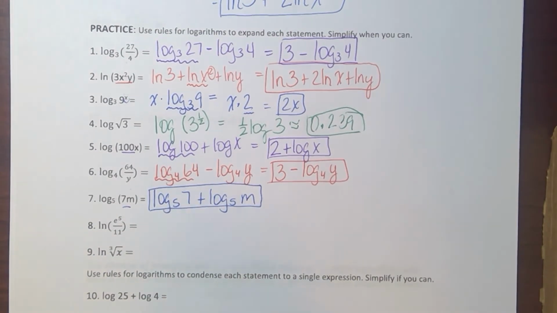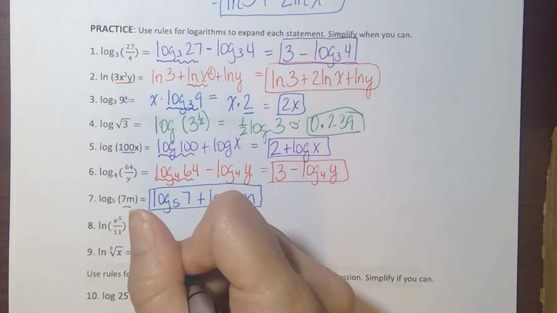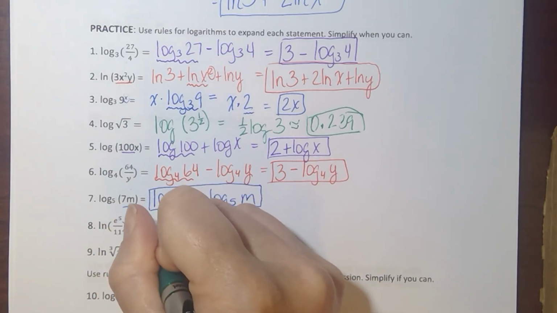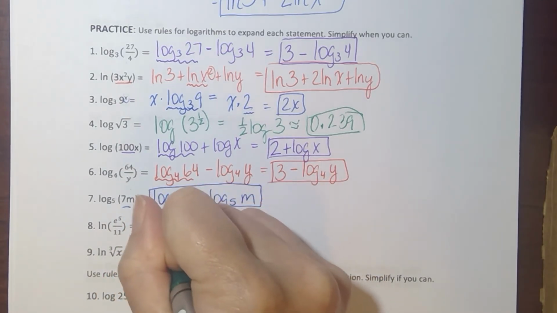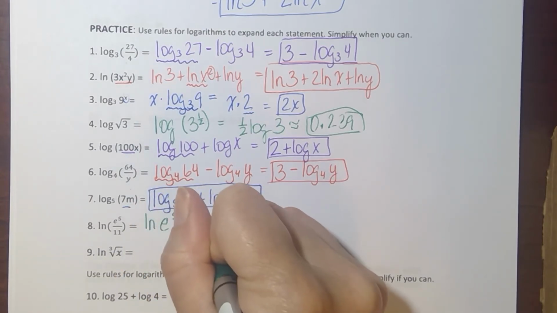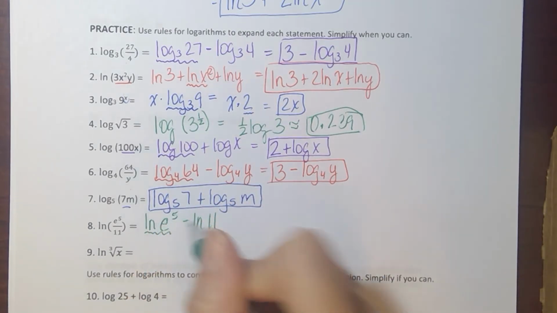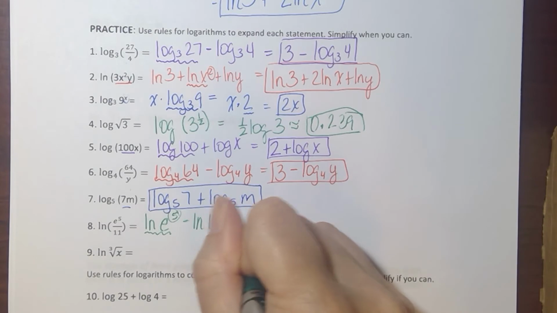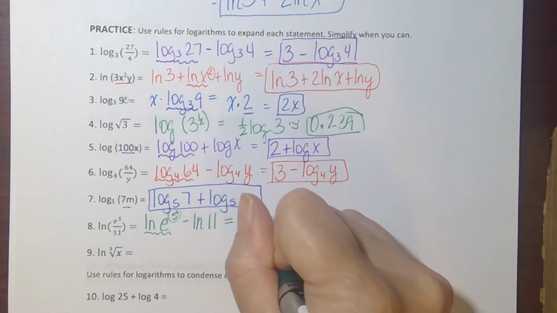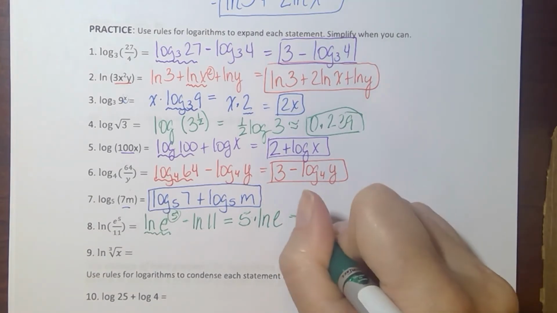On the next one, I have an exponent in my numerator, but overall here I have this quotient going on. So I'm going to start by using my quotient rule and pairing my division with subtraction. So I've got natural log of e to the 5th minus natural log of 11. Well, I can simplify here because of my power rule. So that becomes 5 times natural log of e minus natural log of 11.